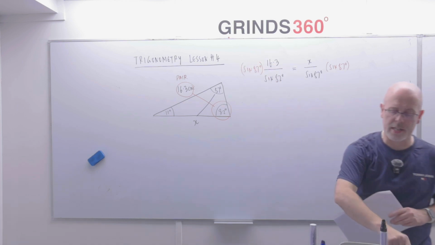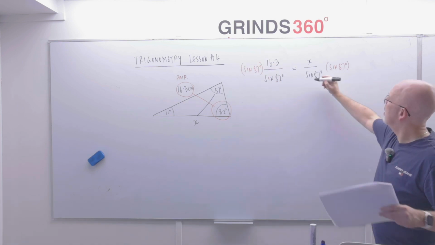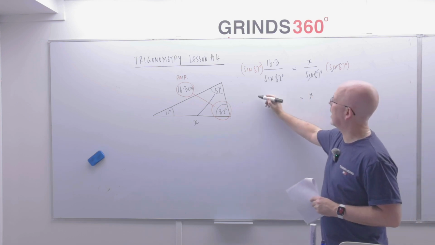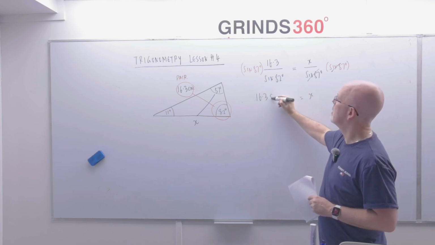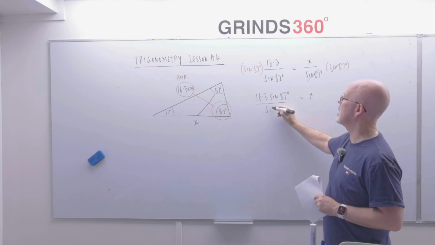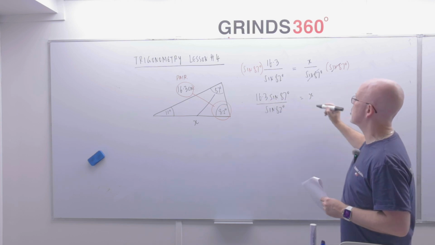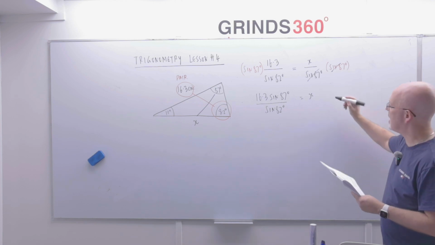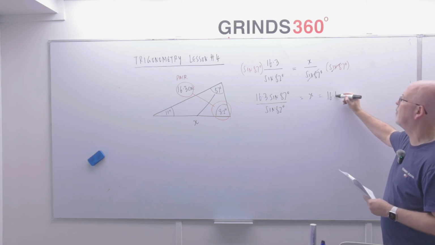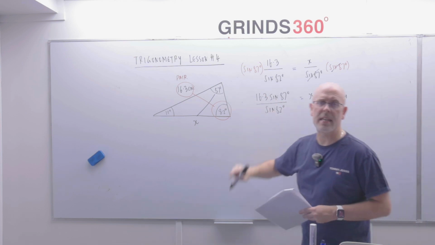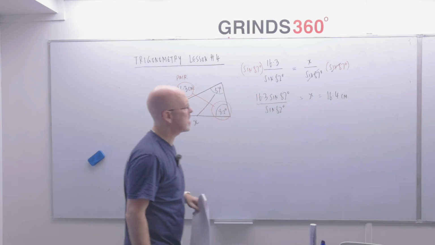On the right-hand side, they will cancel and leave the x behind. So on this side I get 16.3 times sine 87 degrees over sine 82. If I put that left-hand side straight into my calculator, I get about 16.4376, which is about 16.4 to 1 decimal place. And it's got the same units of measurement as the side I was given. So that looks about right.